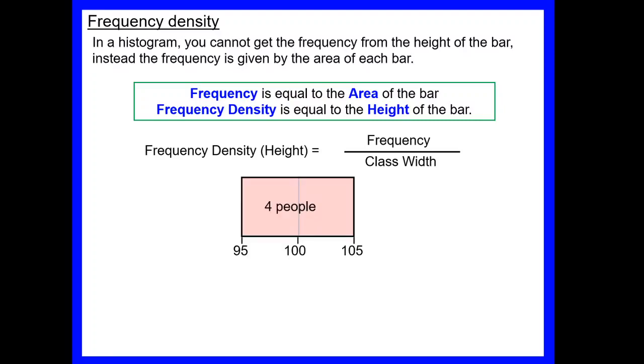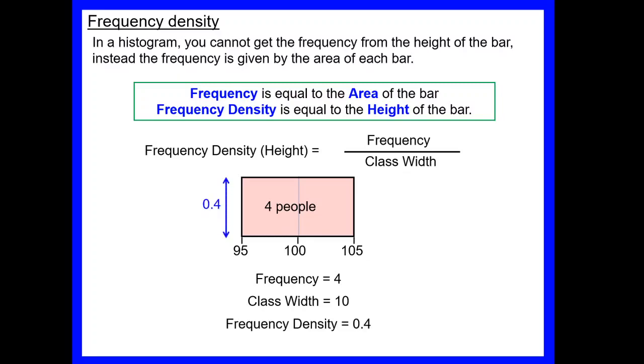So here we have a bar. We can see that the frequency, the area of this bar, is 4 people, and we can see that the class width goes from 95 up to 105. So the frequency is 4, the class width is 10. If I want to work out how high this bar is, I need to do frequency divided by class width, which gives me a height of 0.4. This is exactly the same as looking at those rectangles in your prior knowledge. If I know the area of the bar and I know the length of one side, I can work out the height of the other side.